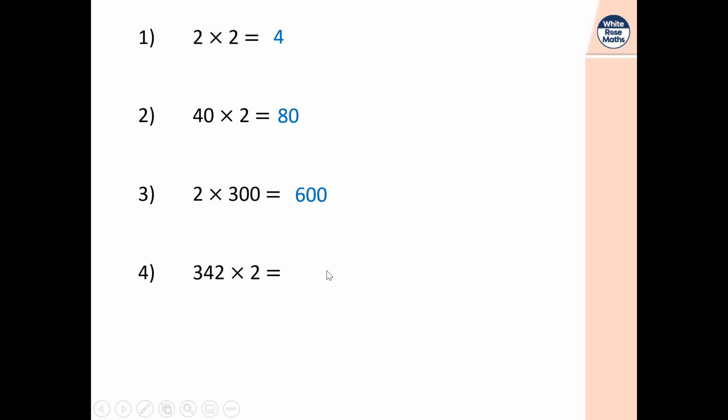So 2 times 2, 4. 2 times 4, and 2 times 3, 6. So they showed you how to do it in the previous equations here. So you have 684.